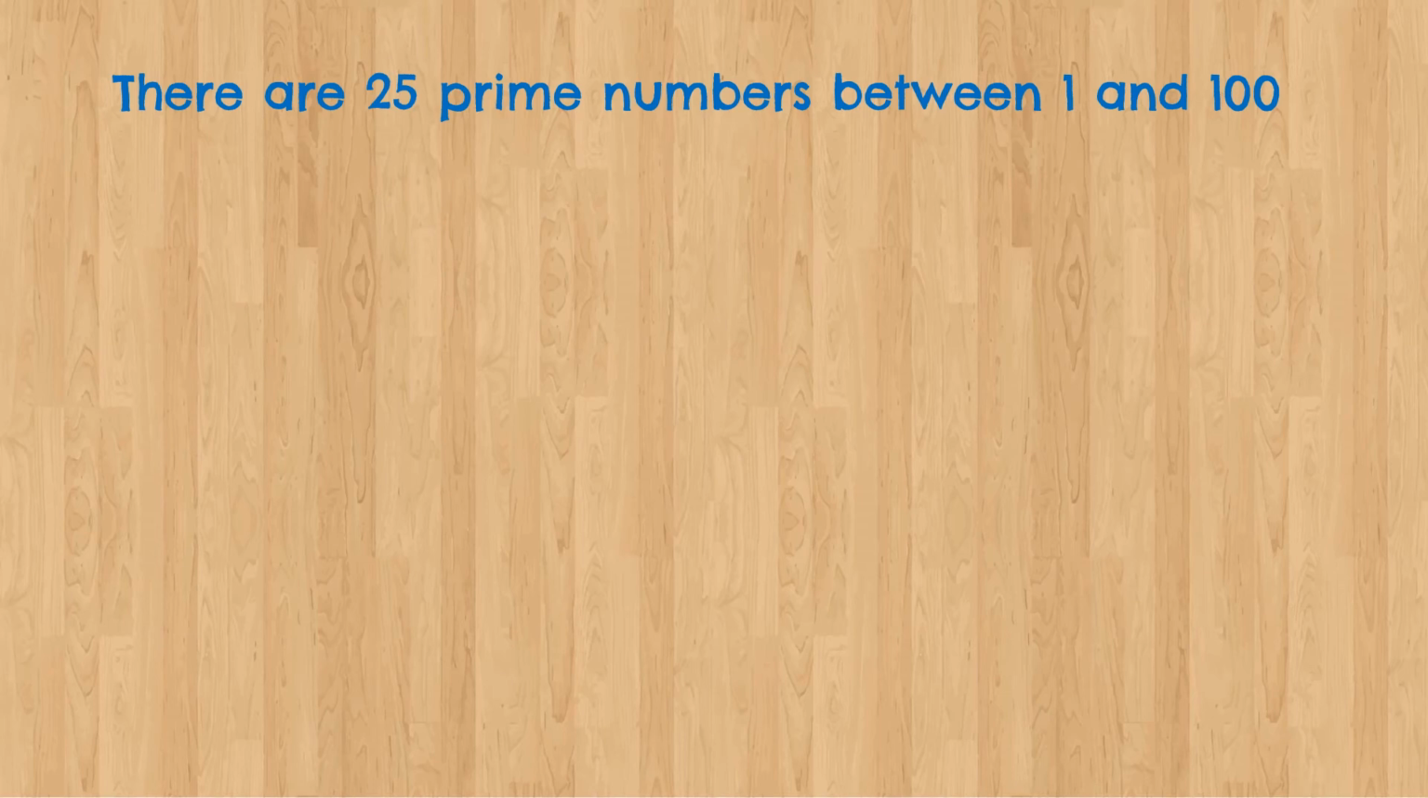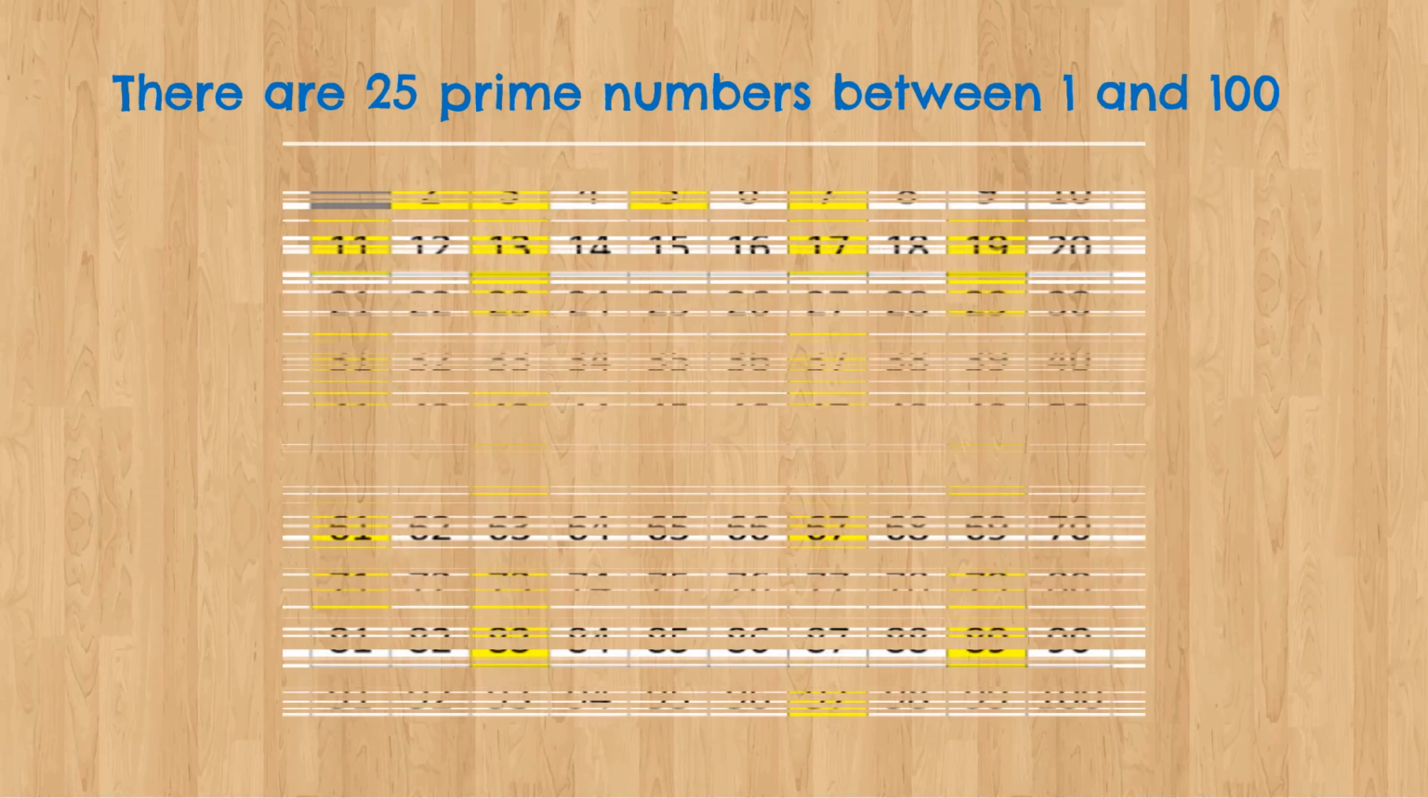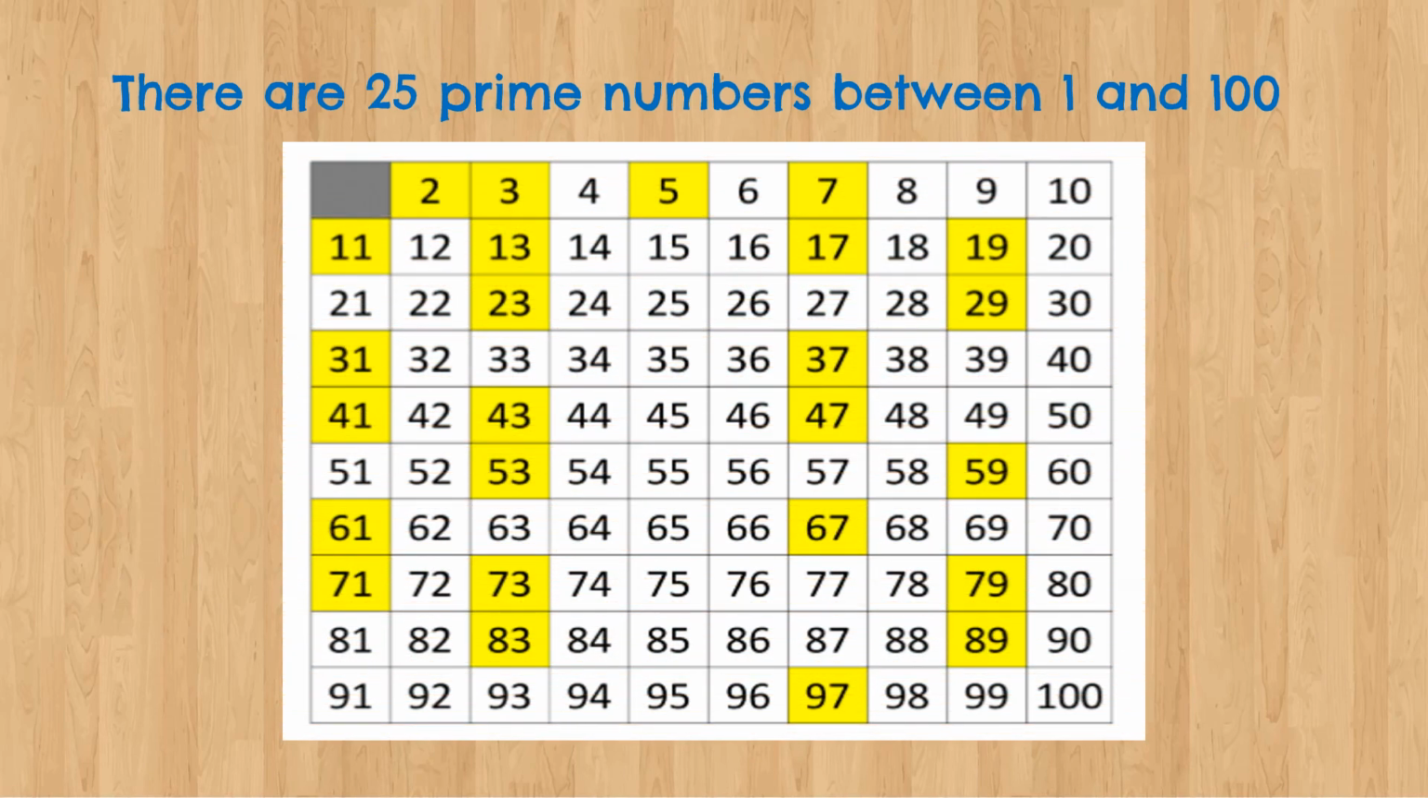There are 25 prime numbers between 1 and 100. Let's have a look at them. It's 2, 3, 5, 7, 11, 13, 17, 19, 23, 29, 31, 37, 41, 43, 47, 53, 59, 61, 67, 71, 73, 79, 83, 89, and 97.